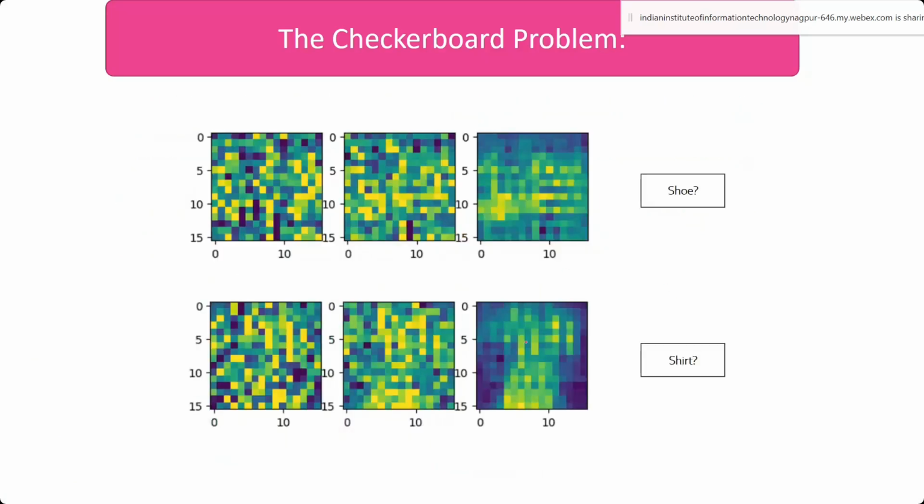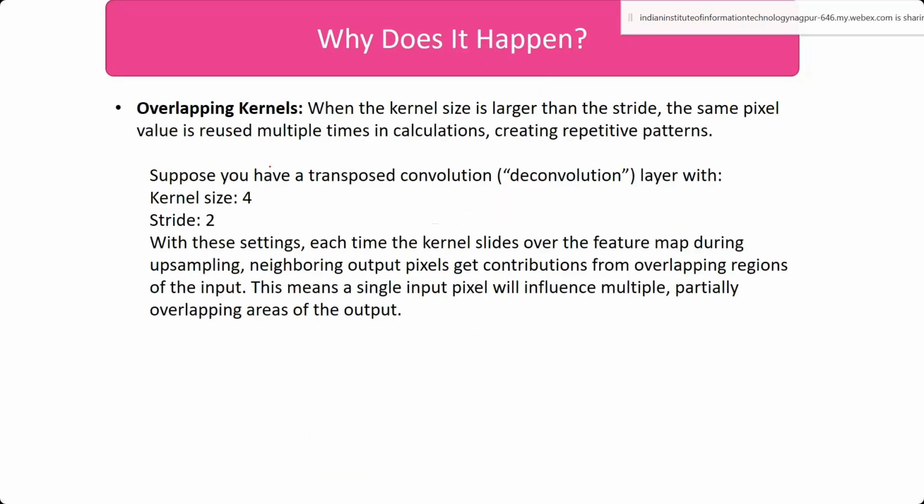Here you are not able to identify, seeing only boxes, whether it is a shoe image or a shirt image, because of this checkerboard problem. Why is this happening? Because of overlapping kernels. When the kernel size is larger than the stride, the same pixel value is reused. Suppose you have a kernel size of 4 and a stride of 2. With this setting, each time the kernel slides over the feature map during upsampling, neighboring output pixels get contributions from overlapping. So there is a possibility of overlapping, as we have seen.